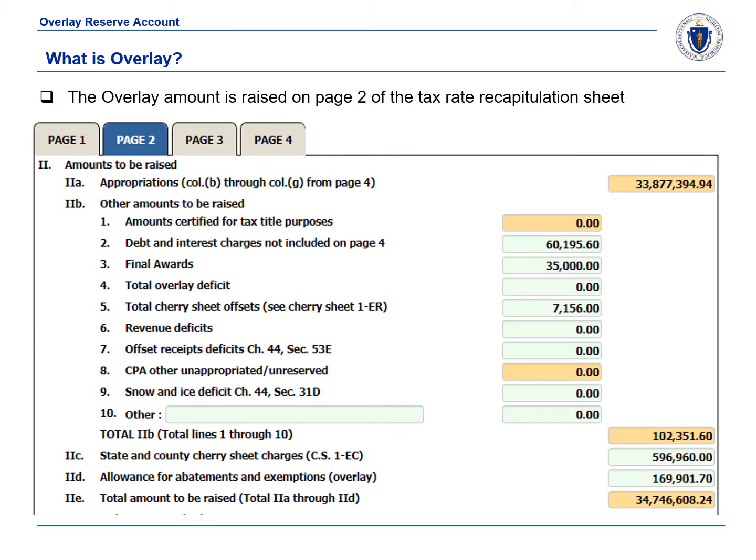This is a screenshot of page 2 of the tax rate recapitulation sheet, a worksheet submitted as part of the tax rate setting process. The overlay is raised through taxation under Part 2, which lists the amount to be raised for abatements and exemptions. In this example, a community has raised $169,901.70 in overlay for the current fiscal year.